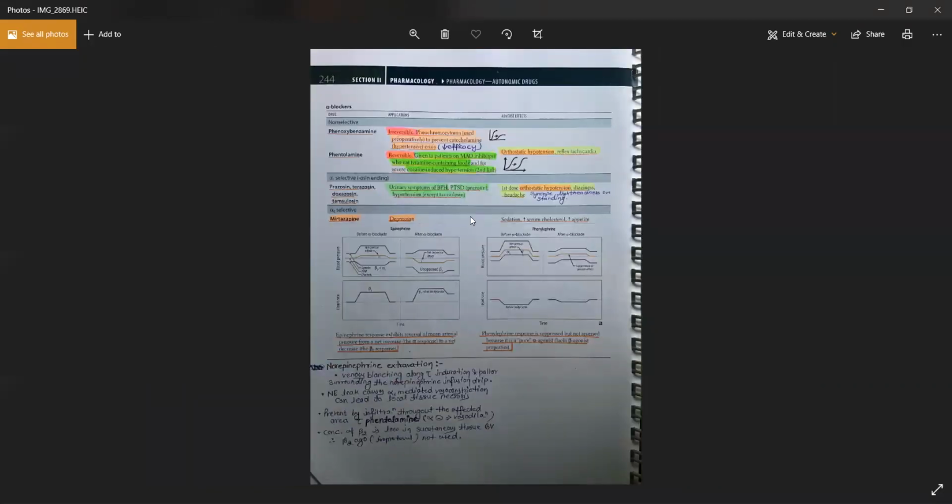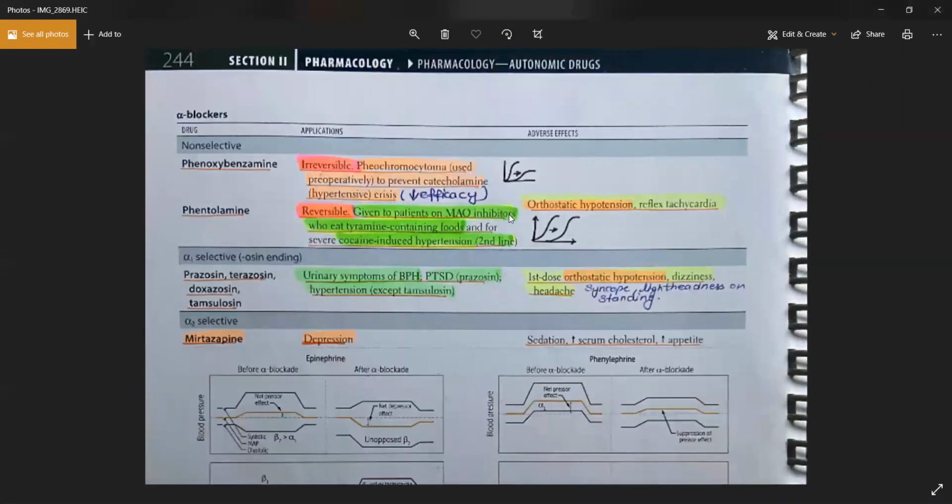Okay, so now the alpha blockers. You have two types of alpha blockers. One is the non-selective, and second is the alpha 1 selective and the alpha 2 selective. For the non-selective type, you have the irreversible blocker and the reversible blocker. The irreversible one is phenoxybenzamine, and you use phenoxybenzamine for the treatment of pheochromocytoma. It is always used pre-operatively.